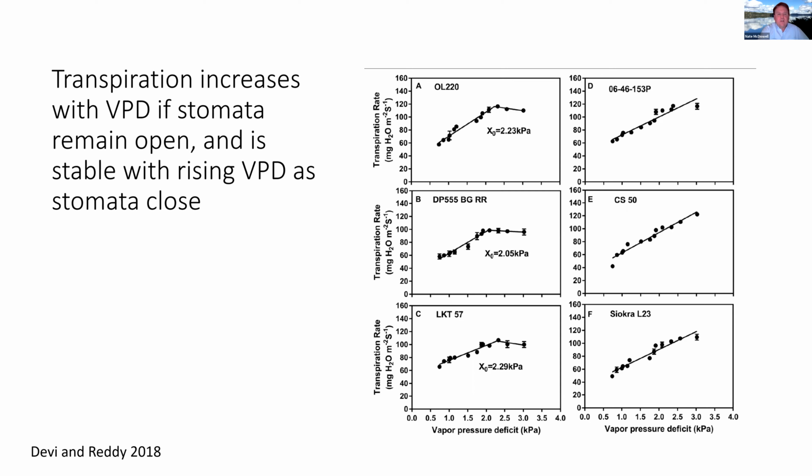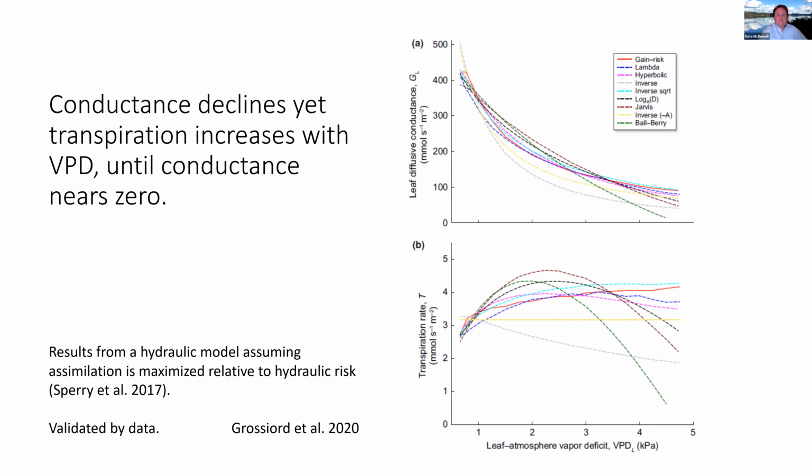Now, typically stomata close. It's a continuum from fully open to fully closed, or as close as they can get. And as they close, we can actually see stable transpiration with rising VPD. In fact, if you push the curves far enough, which I'm showing in the lower panel of this figure, we see a decline in transpiration due to the severe decline in stomatal conductance. These are model results, but this model has been validated quite well.